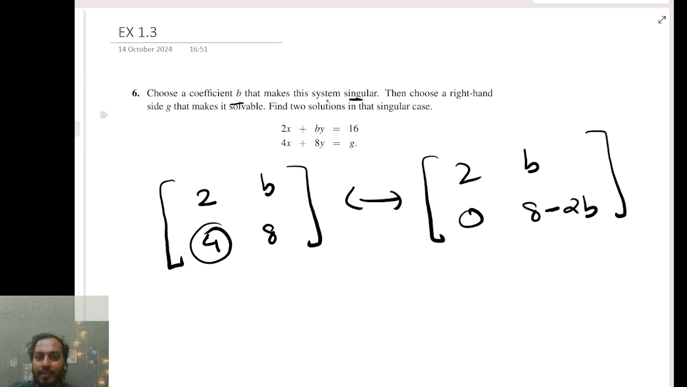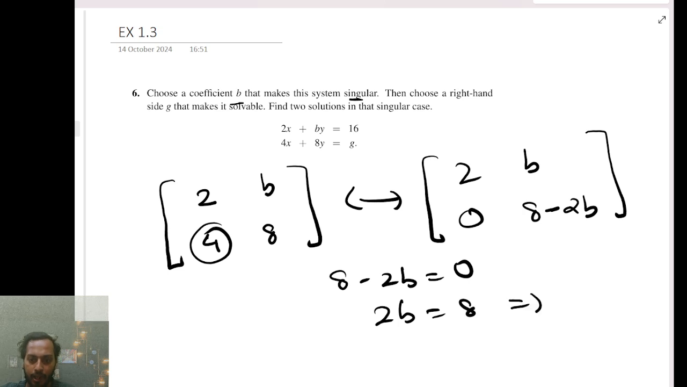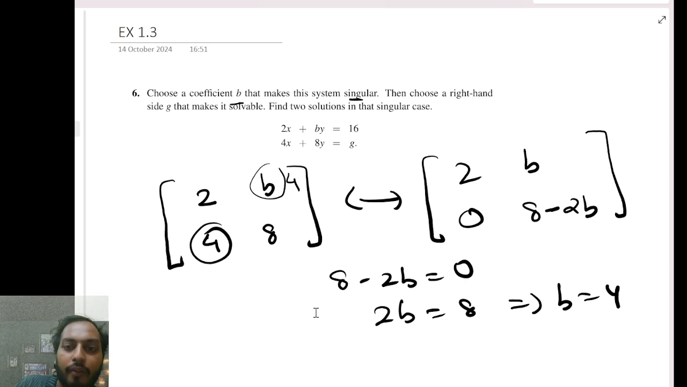They're asking when the system would be singular. According to Gauss, when the system will break, when the elimination will break, when my second pivot becomes 0. That's the meaning. So when 8 minus 2b is 0, when 2b is 8, b would be 4. If this b is 4, then the second pivot becomes 0, which is a permanent breakdown, and the system will become singular. Am I right? Or I can say the determinant will become 0, because if this is 0, your determinant would be 0 and the system will become singular, right? So that's what they're asking for.